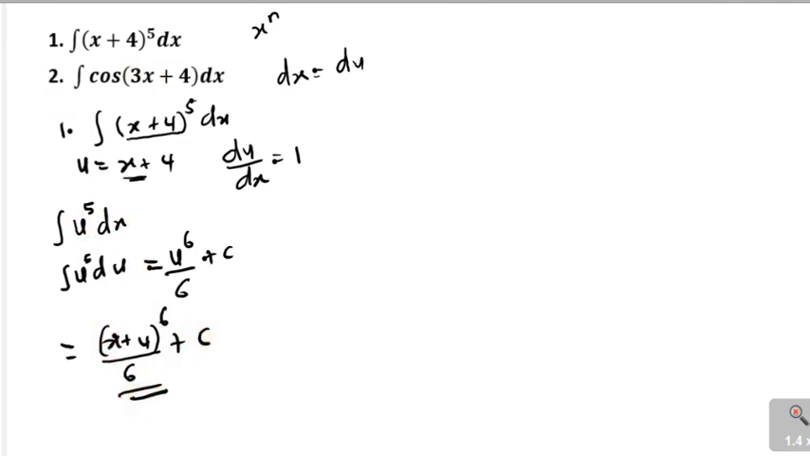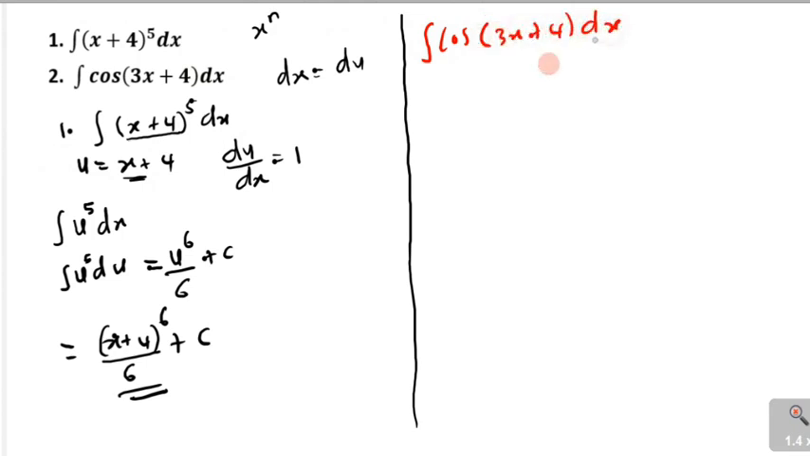So let's go to question 2. For question 2, we have the integral of cos 3x plus 4 dx. Here we are using linear substitution. What we're going to do is substitute u for 3x plus 4. Then we differentiate u with respect to x. So du/dx is going to be equal to, when you differentiate this, 3. And when you differentiate the constant, that's 0.